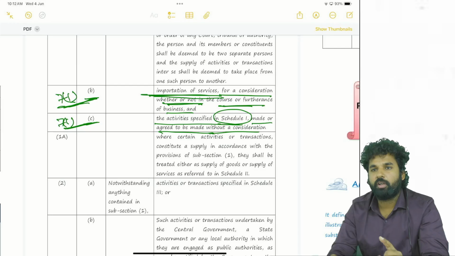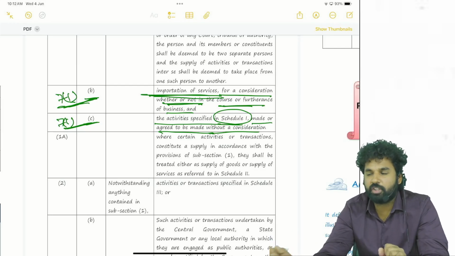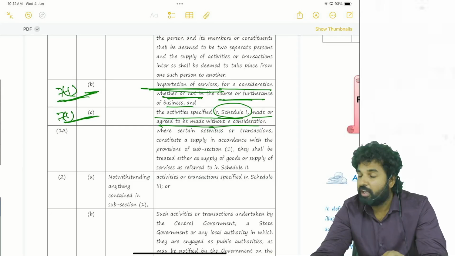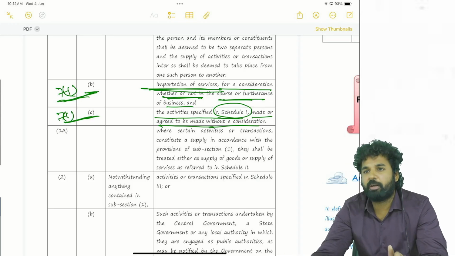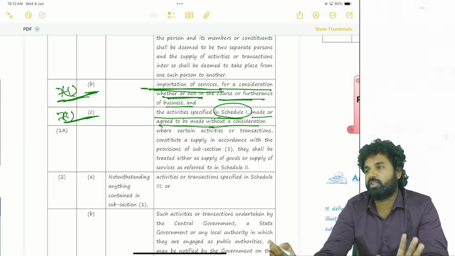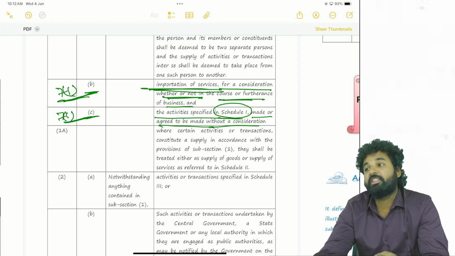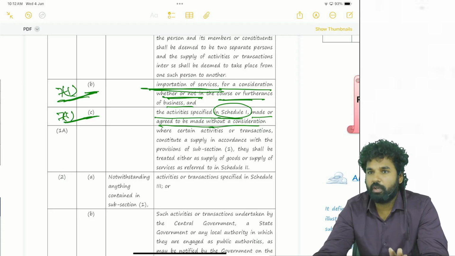7.1a is saying that all the elements shall be present. What are the elements? It shall be goods or service. Next, it shall be made for consideration. Next, it shall be made in the course or furtherance of business. Now 7.1b is telling that with respect to importation of services, even though it is not made in the course or furtherance of business, it shall be treated as supply. That means there is a relaxation with respect to the condition of business. What is 7.1c telling? There is a list of activities mentioned in schedule 1. Those are regarded as supply even though they are made without consideration. Okay, you are getting it right.